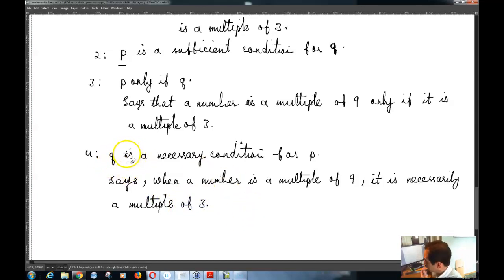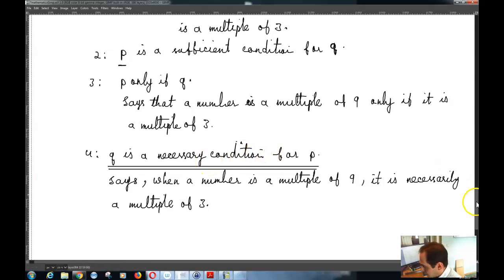So number 4 is Q is a necessary condition for P, meaning that when a number is a multiple of 9, it is necessarily a multiple of 3. You just need to understand this in the context of this example, and then hopefully you will be able to apply it to other examples. But first you need to understand it in the context of this example well.